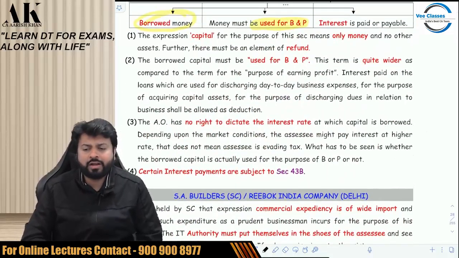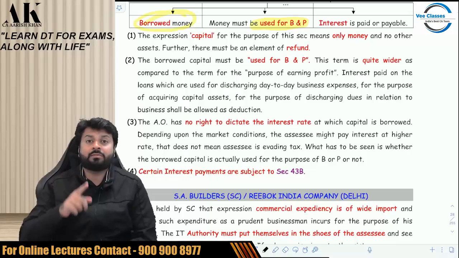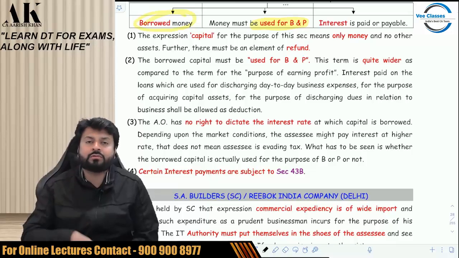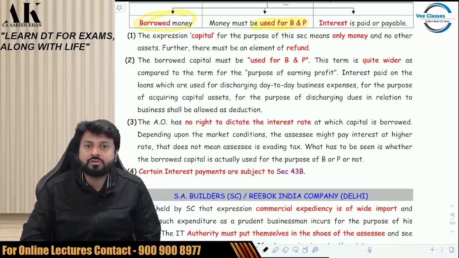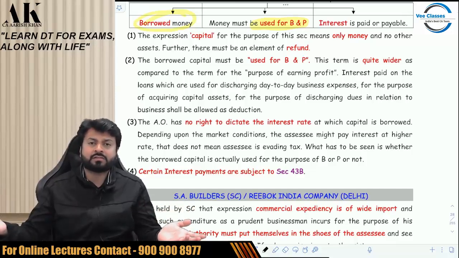Sir, then at what rate of interest should I borrow the money? Should the assessing officer be concerned about it? The assessing officer should not be concerned about the rate at which I take a loan. He should not be interested in it. I can take a loan at any rate of interest.